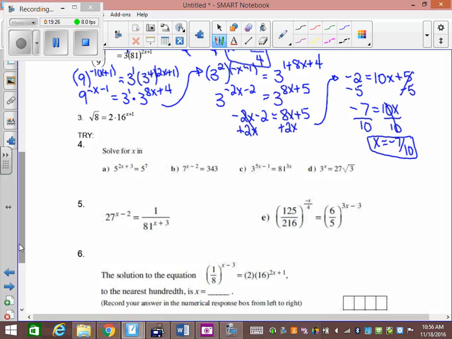Number 3, you have the square root of 8. We have to write that as an exponent. What's the square root of 8 as an exponent? 8 to the half. Remember? You bring the 2 underneath. So it's going to be 8 to the half equals 2 to the 1 times 16 to the x plus 1.